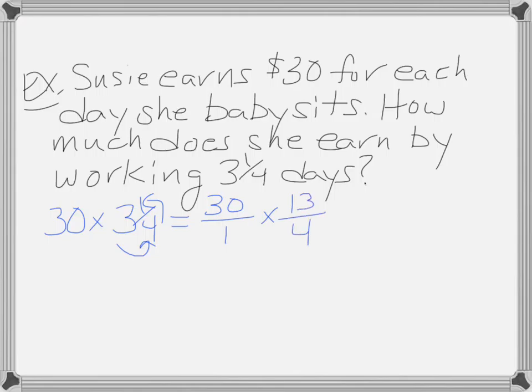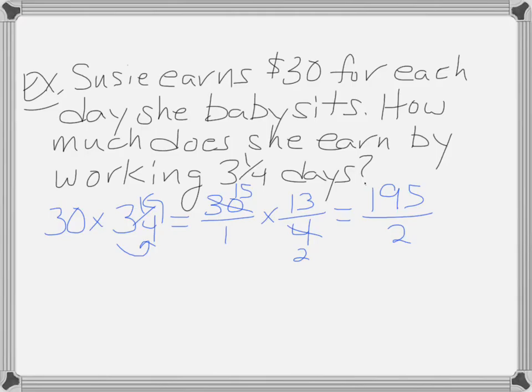Now reducing diagonally, looking at the 30 and the 4, they both divide by 2. 30 divided by 2 is 15. 4 divided by 2 is 2. 1 and 13, we can't do anything with that. Multiply tops, multiply bottoms. 15 times 13 is 195. And on the bottom, 1 times 2 is 2.